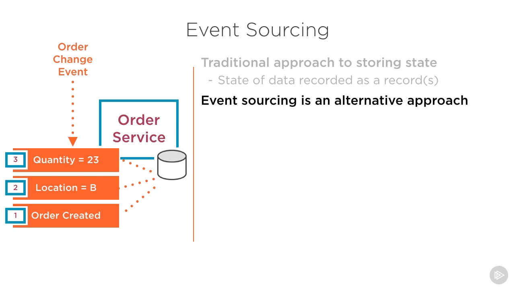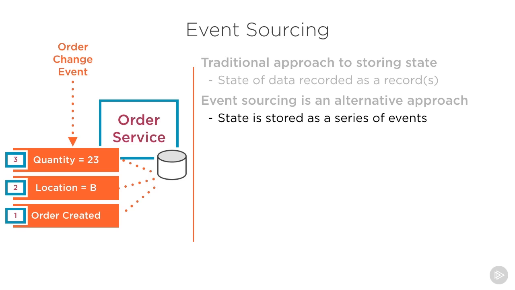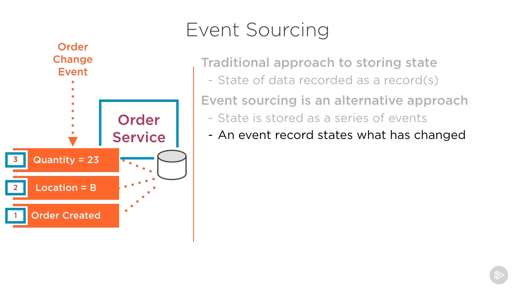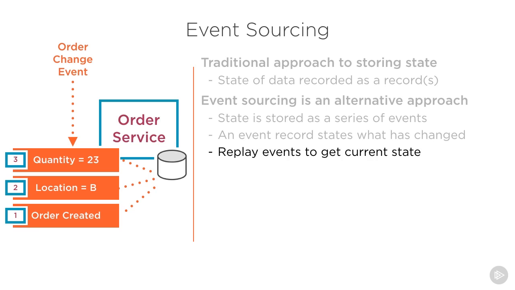So this one record represents the most current state of an entity in terms of all the fields and properties. And the event sourcing pattern suggests an alternative approach to storing the state of data within a database. Instead of storing the state as one record, we store the state as a series of events which all sum up to the current state. Each event record you store basically just states what has changed for that entity. It doesn't state the entire current state for that entity.